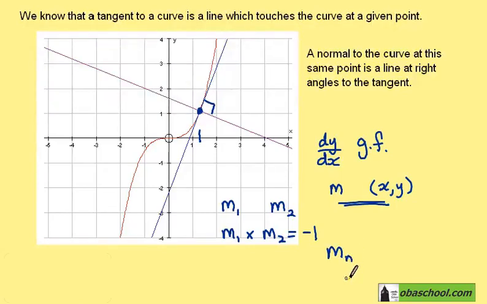So if we know the gradient of the tangent, we can work out the gradient of the normal, and since we know the point, we can also work out the equation for the normal.